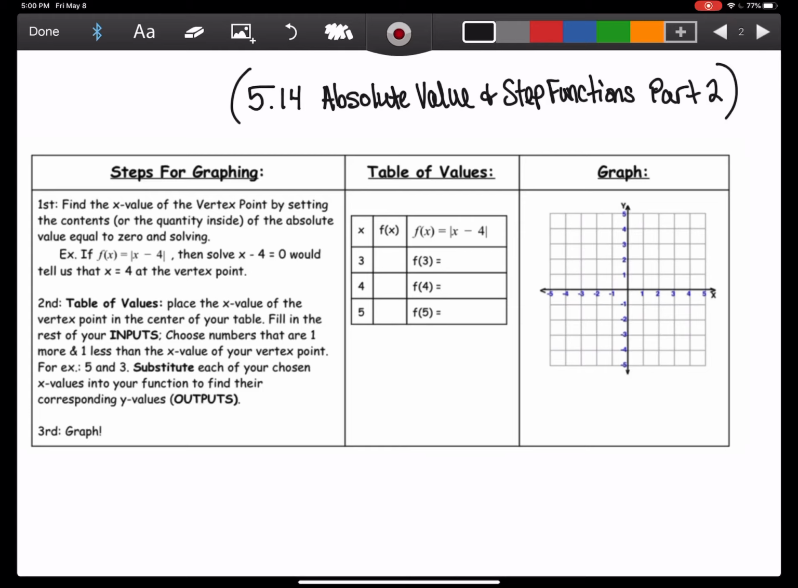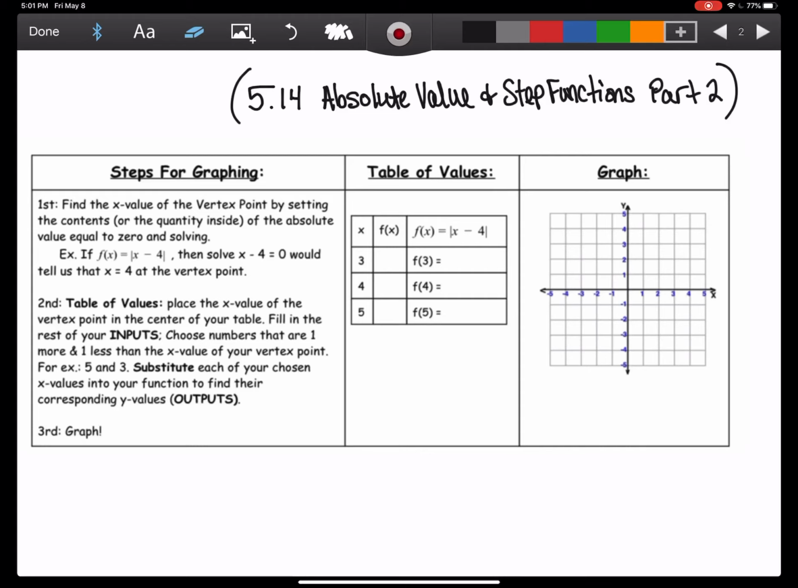We have steps for graphing, a table of values, and a graph. This table shows you the 3 steps for graphing an absolute value and step function along the left side. Then I show you what your table might look like and how that would look on a graph. Okay, let's start. Over on the left side, we have steps for graphing.